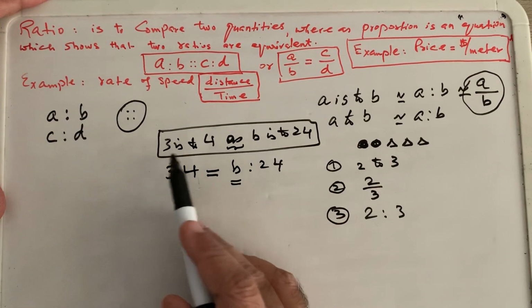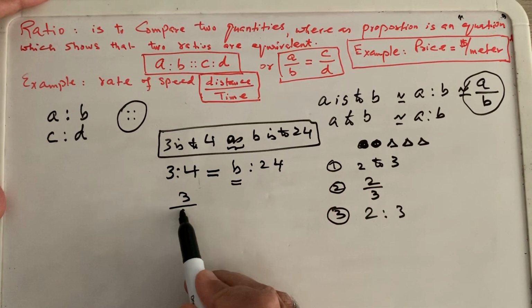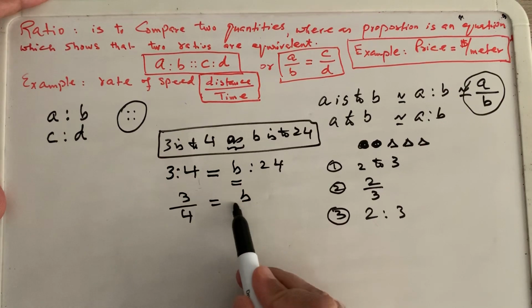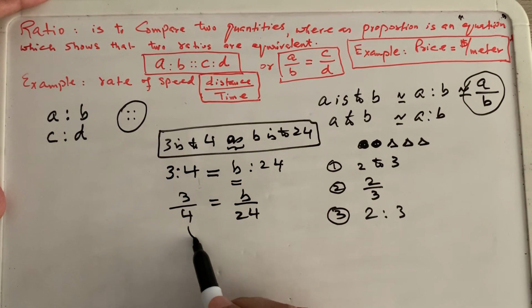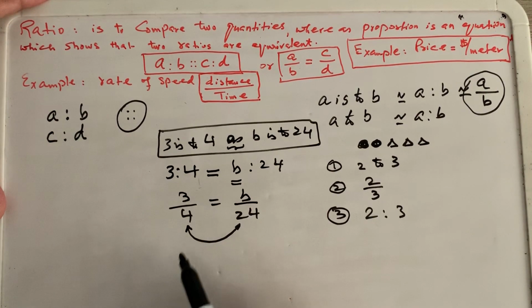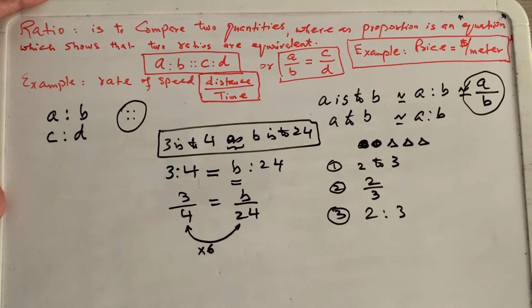For example, here 3:4 as B:24. So what do we have? We have 3 divided by 4. Another way of writing it is in fractional form. 3:4 can be written as 3 divided by 4, and B:24 is B divided by 24. Now we have to isolate B. There are 2 methods we can solve it. One method is using an equivalent fraction, to see how we can get from 4 to 24. Everybody can answer, 4 times 6 is 24.